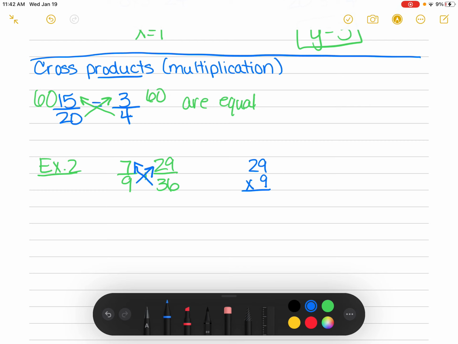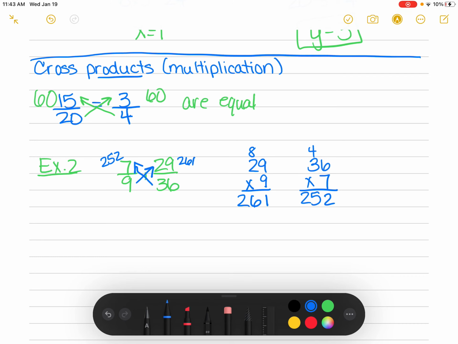So 29 times 9 is 81. So I carry the 8. And that's going to give me 18 plus 8 is 26. So this one is 261. Now I'm going to do the other side, 36 times 7. I always put the smaller number on bottom. It doesn't matter which one's top or bottom. It just makes it easier. So 6 times 7 is 42. Carry the 4. 7 times 3 is 21. Plus 4 is 25. So 252.